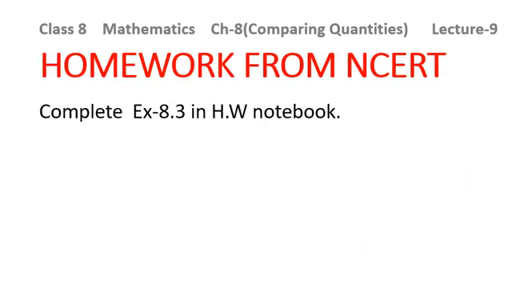Now coming to the homework part, you are supposed to complete exercise 8.3 in your homework notebook. Dear children, in the old edition of NCERT, only 11 questions are there. So I have given you 10 and 11 from exercise 8.3, but in the new edition of the NCERT book, question number 12 is also mentioned. So you are supposed to complete that, though I am discussing question number 10 to 12 in this lecture also. So you are supposed to complete exercise 8.3 in your homework notebook.